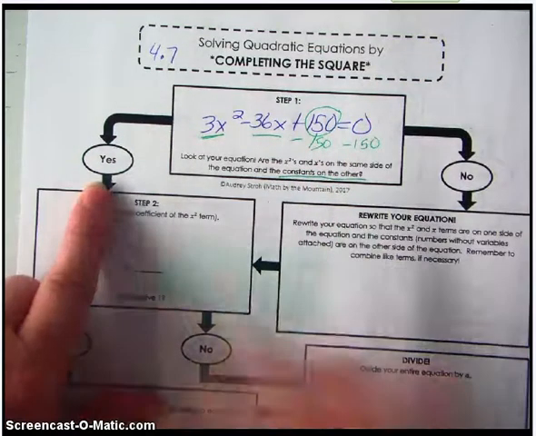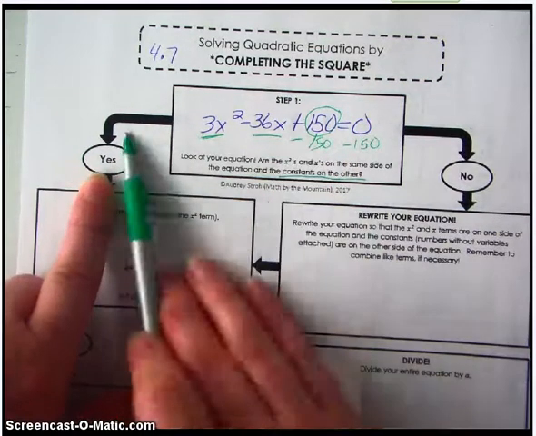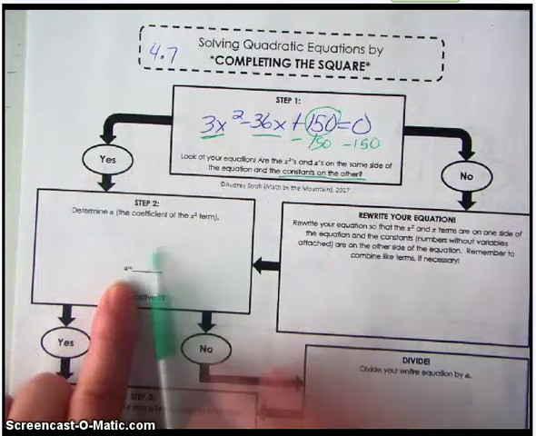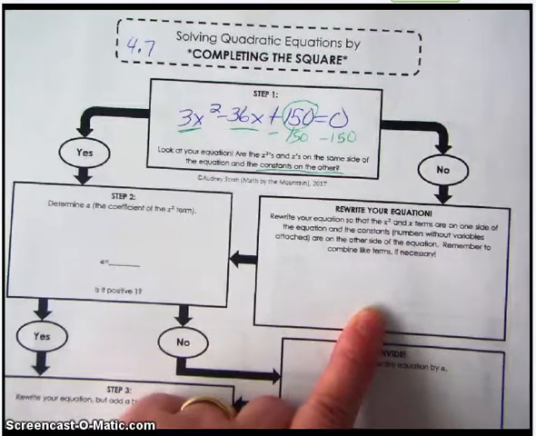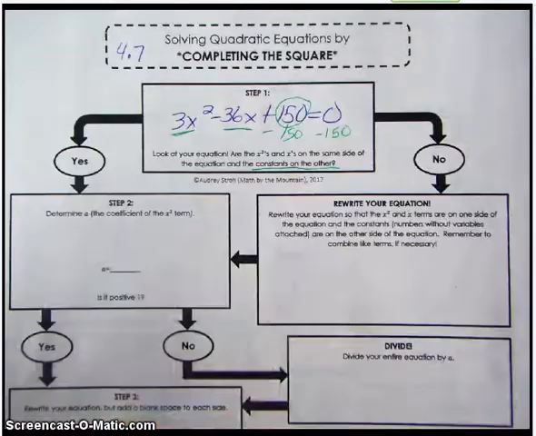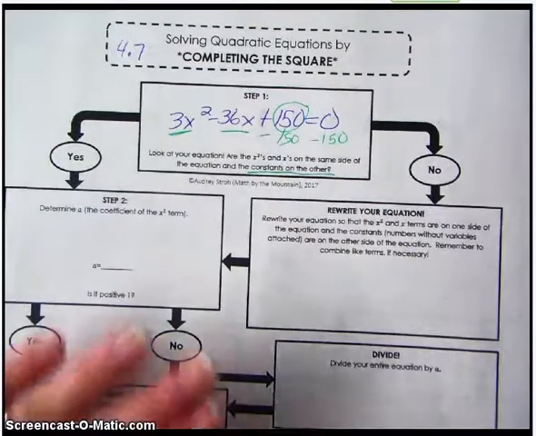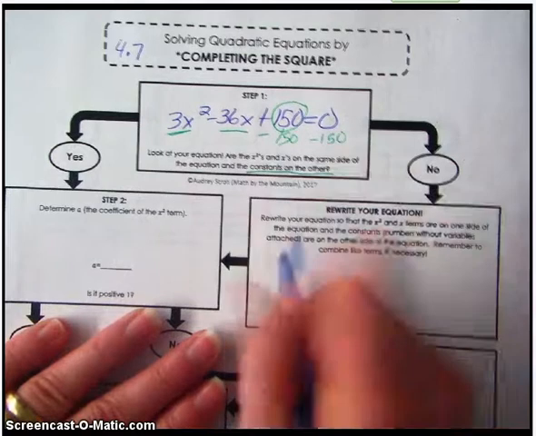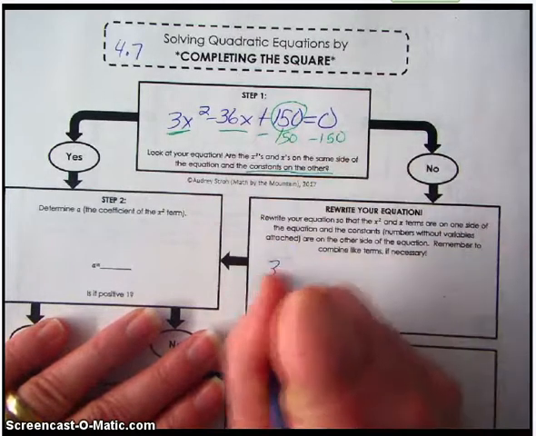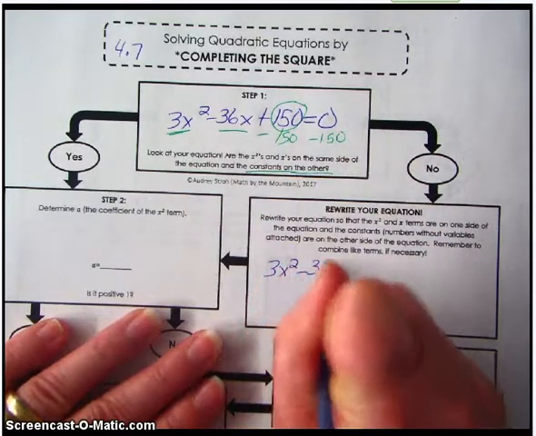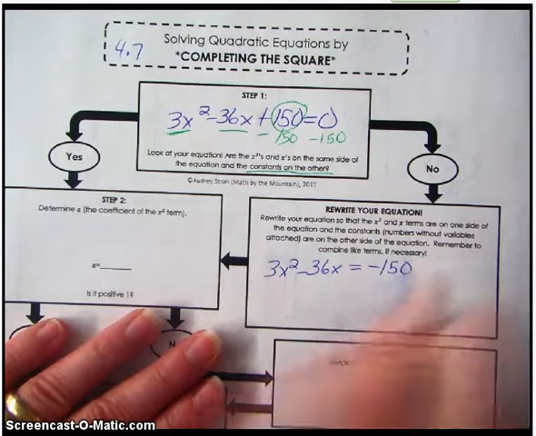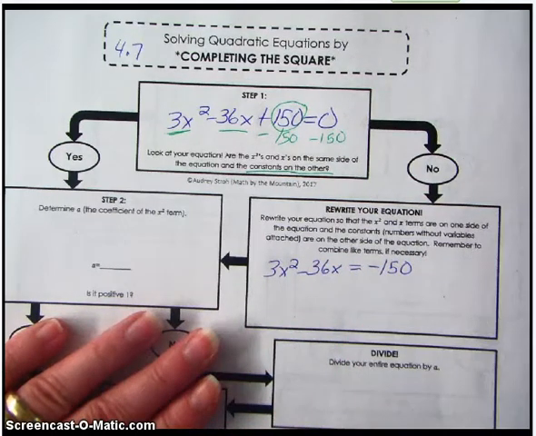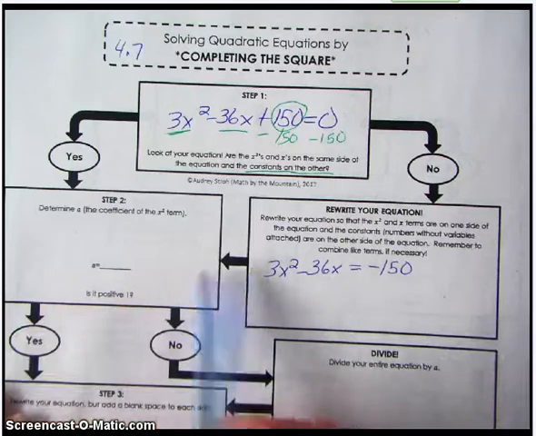So here it's a flow chart, so if it was yes, you would go down over here to step 2. If it is no, over here in this block, we are going to write our new equation with x squared and x on one side and the constant on the other. So after I subtract 150, I've got 3x squared minus 36x equals negative 150. So that's step 1, okay? And then my arrow goes over here to the left.